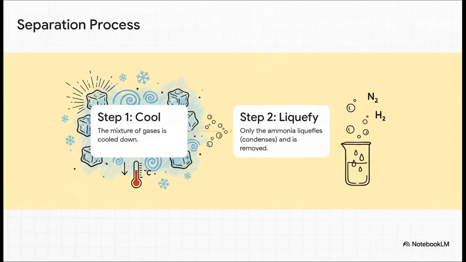And the answer is a classic 2-step process worth 2 marks. First mark, you say the mixture is cooled. The second mark comes from explaining what happens because of that cooling. Only the ammonia liquefies, or as the mark scheme also says, condenses. The nitrogen and hydrogen stay as gases, because their boiling points are way, way lower. And just like that, they're separated.